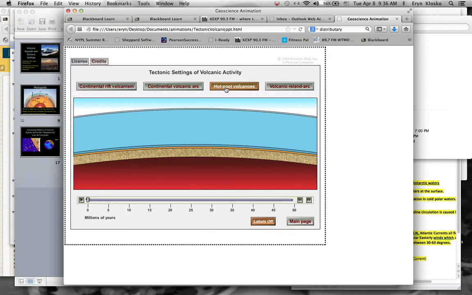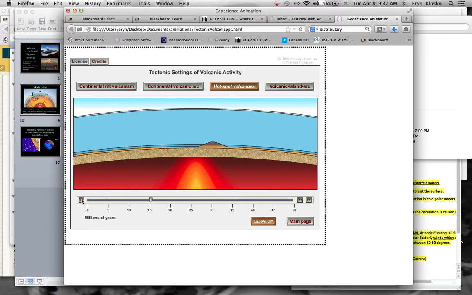So hotspot volcanoes. In this animation, we have the upper mantle of the Earth, and the brown layer here is the lithosphere. The yellow is supposed to be the oceanic crust. The blue is supposed to be the ocean, so very, very thin ocean, and then the light blue is the atmosphere. And so in hotspot volcanic activity, we have a plume of magma that rises up, burns through, and basically creates a volcano on the surface of the Earth.